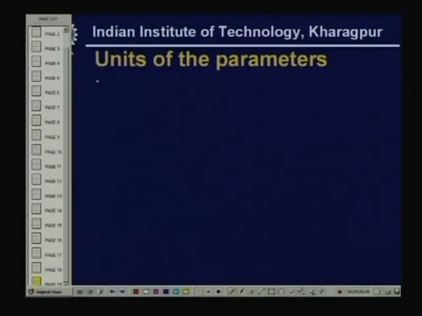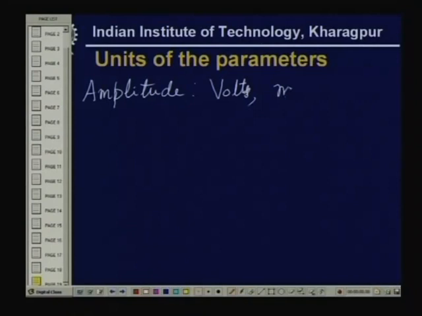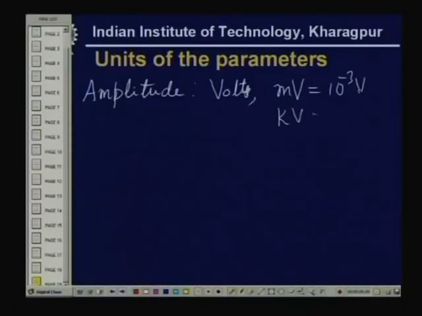For example, let us consider first amplitude. It is in volts, but sometimes the voltage can be very small. In such a case we can call it millivolt, written mV, which is equal to 10 to the power minus 3 volt. Or sometimes we have to represent high voltage, then we can say it is kilovolt, that means 10 to the power 3 volt.